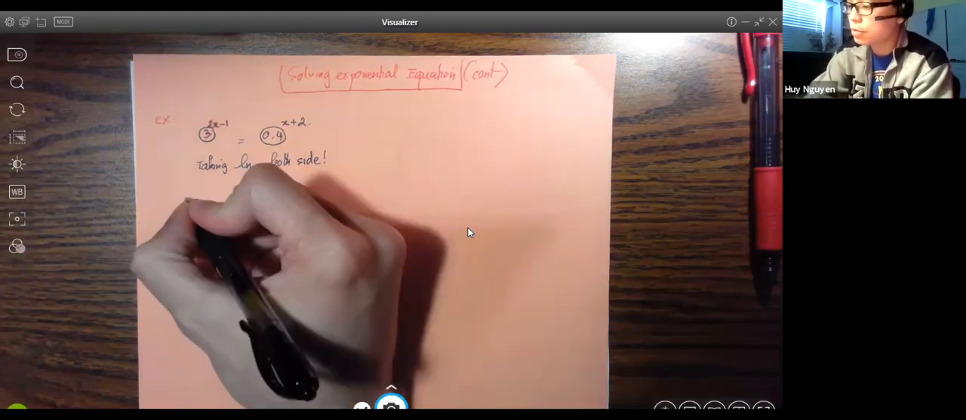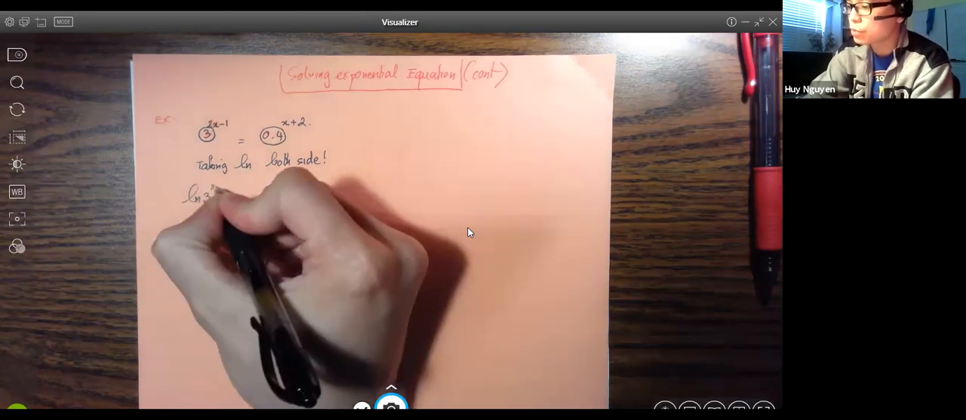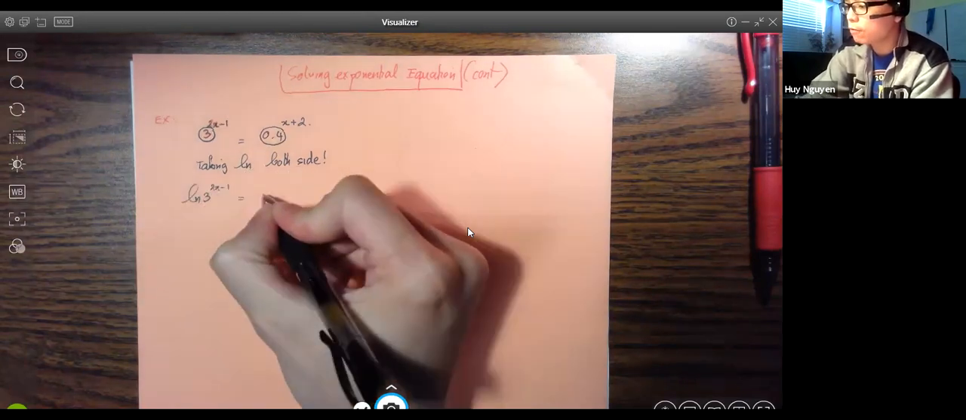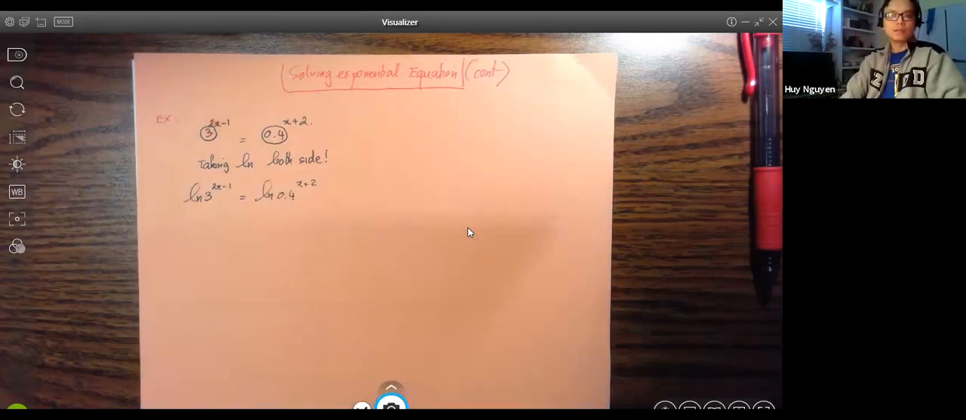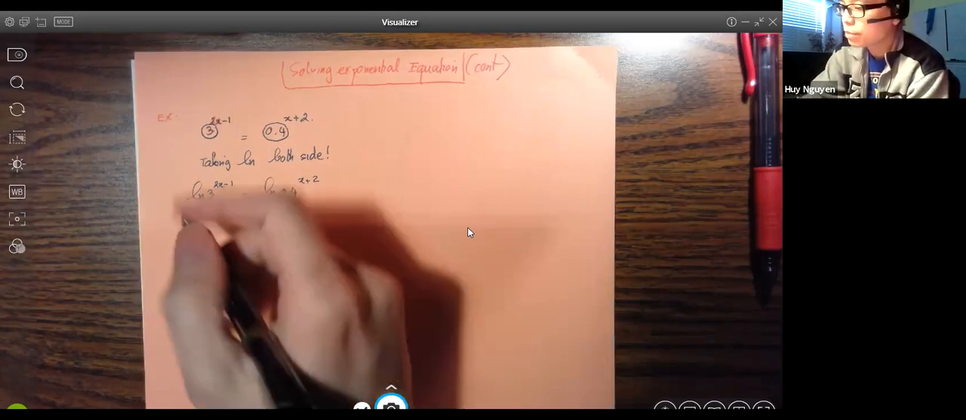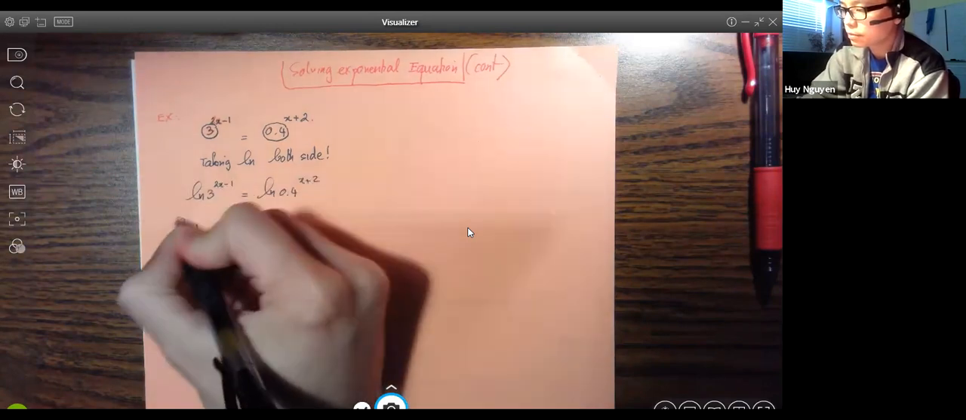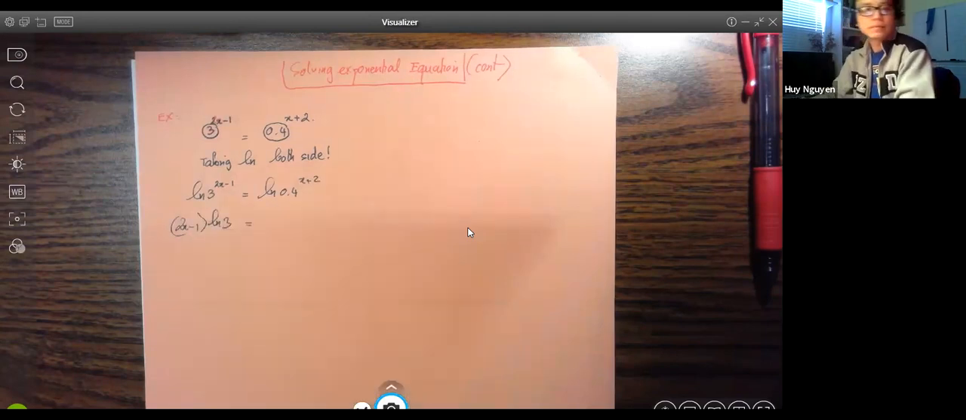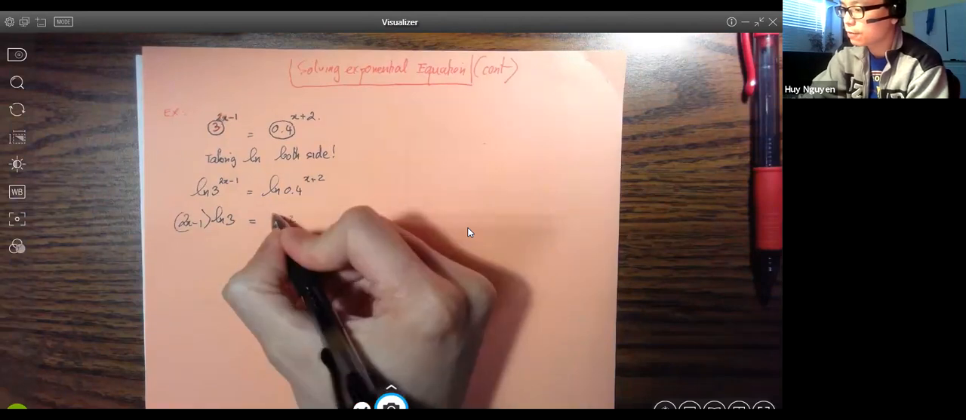Then it becomes ln of 3 raised to 2x minus 1 equals ln of 0.4 raised to x plus 2. So I'm taking log both sides, then I apply the log property. I can bring the exponent to the front. Same thing here on the right hand side, I can bring the exponent to the front.